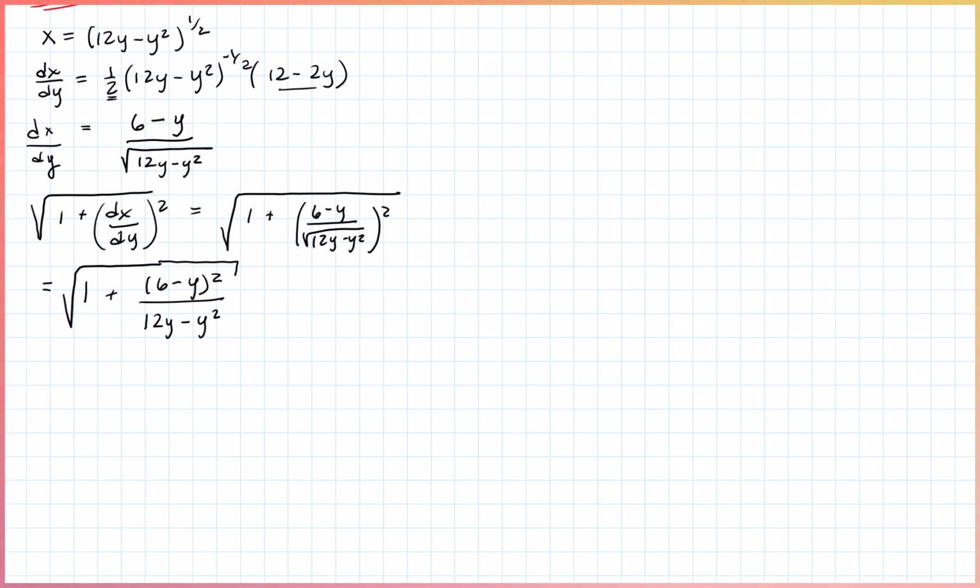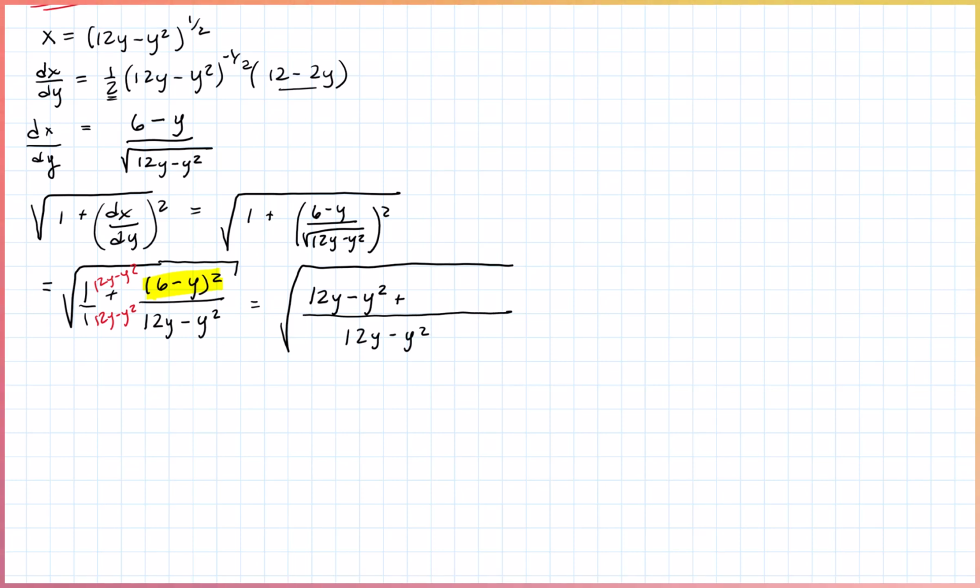All right. Now let's find a common denominator. So let's multiply this guy by 12y minus y squared over 12y minus y squared to find a common denominator. And we're going to end up with 12y minus y squared plus. Now, you know what else I'm going to do? I'm going to expand this out in the numerator. So we know in the denominator that we have 12y minus y squared, but I want to get this as simplified as I can. I want to simplify this square root as much as possible before I pop it back into the integral. So I'm going to expand that numerator. So that's 36 minus 12y plus y squared.